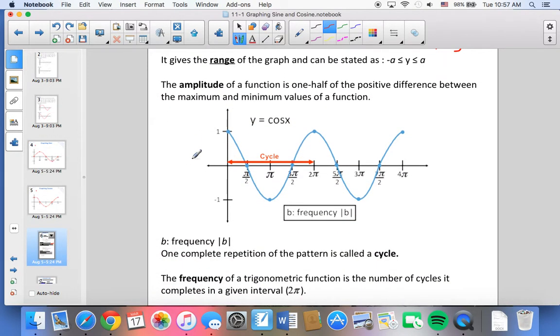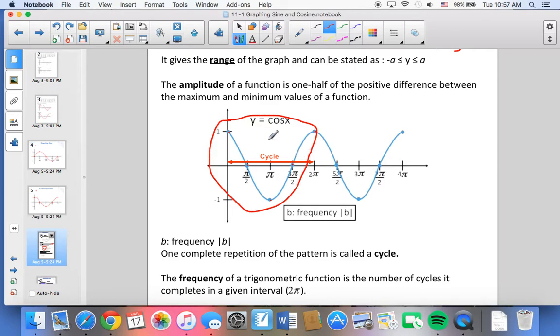Okay. The frequency, or the number in front of the x, tells you the number of cycles, and we'll be talking about that more in the coming days, but this is one cycle of cosine. I just circled it so you could see it. Those 5 main dots, 1, 2, 3, 4, 5, are one cycle. That's how many cycles you see from 0 to 2 pi.